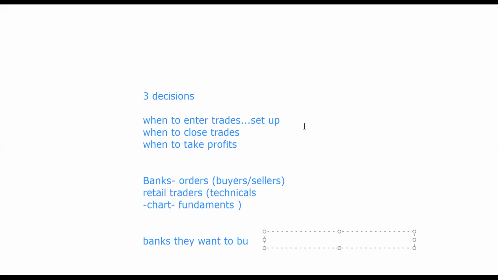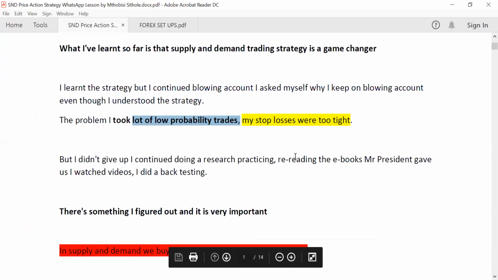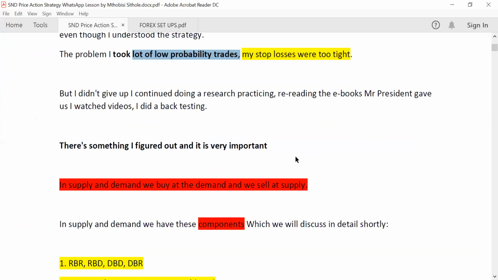Okay, now let's go over to the session that we had on the WhatsApp, and then we can discuss some of the stuff we discussed there. So if you're looking for high probability setups, obviously the first thing we talk about is supply and demand. Obviously we buy at demand, and we sell at supply.